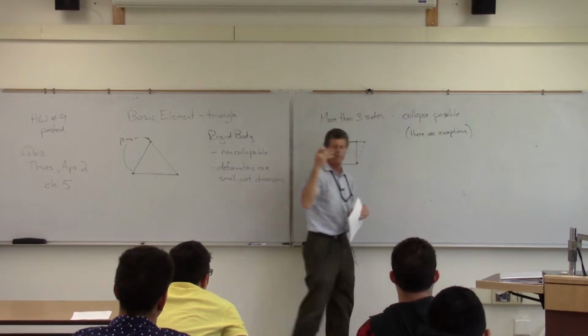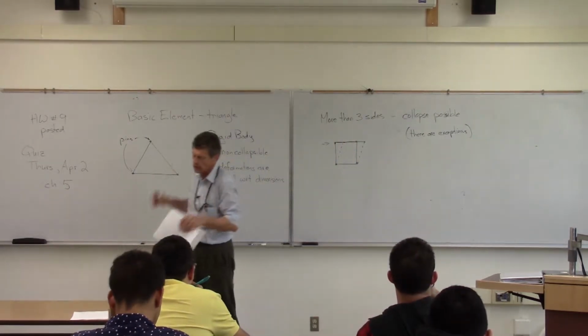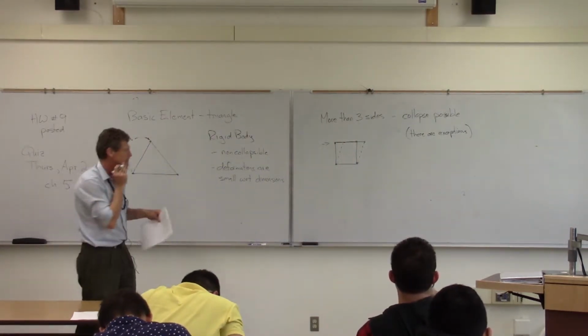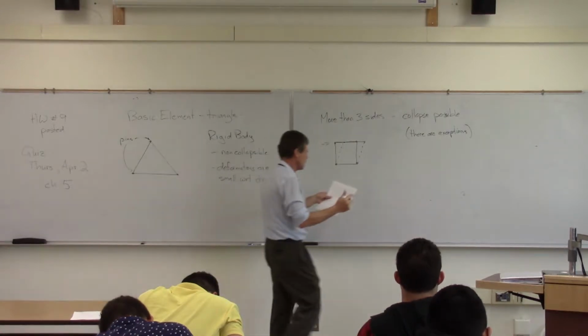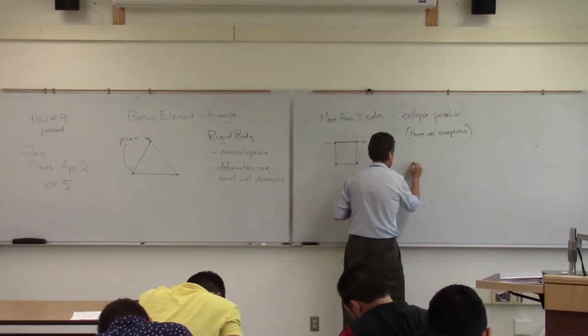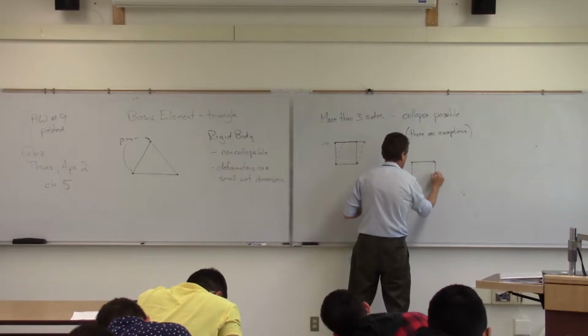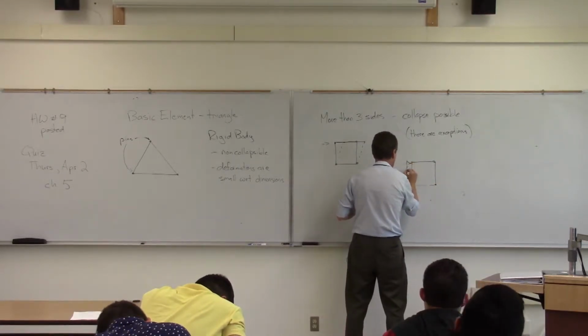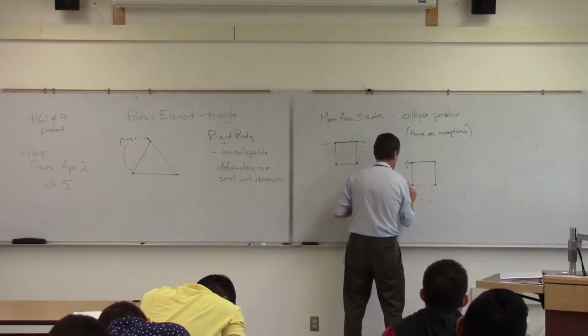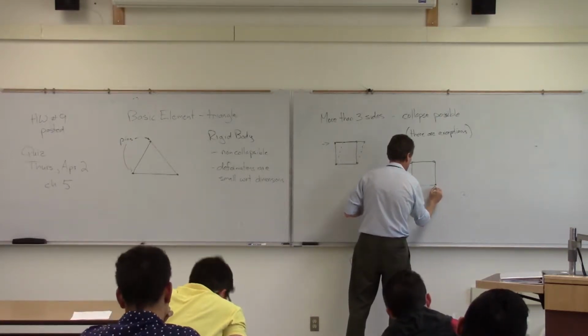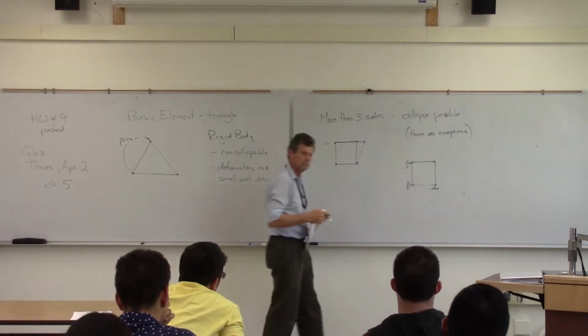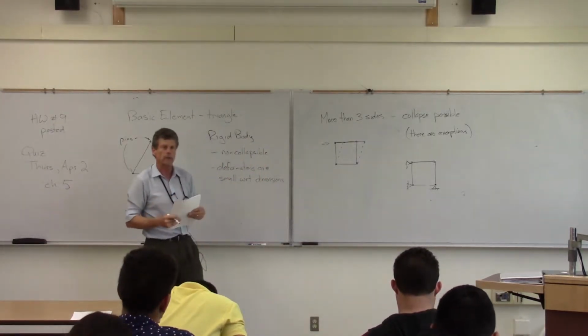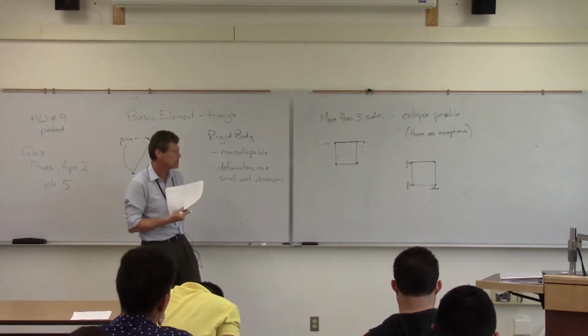Now, everybody thinks that, and anytime they see a four-sided thing, they say it's collapsible. Well, not in all cases. You can have a case like so, and that's not going to collapse because those three of the corners are being held by something.